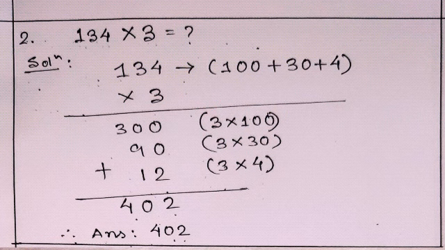Now I have to multiply it. See, I have multiplied already. 3 into 100 equals 300. Then 3 into 30 equals 90. Then 3 into 4 equals 12. Now you have to arrange the numbers in proper place. Then you have to add it column-wise, like ones column, tens column and hundreds column. See, I have already added, and after adding I have got 402. So our answer is 402.